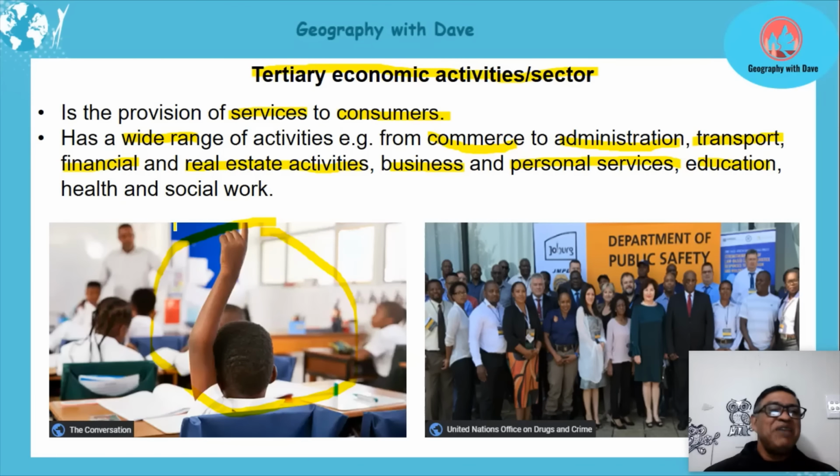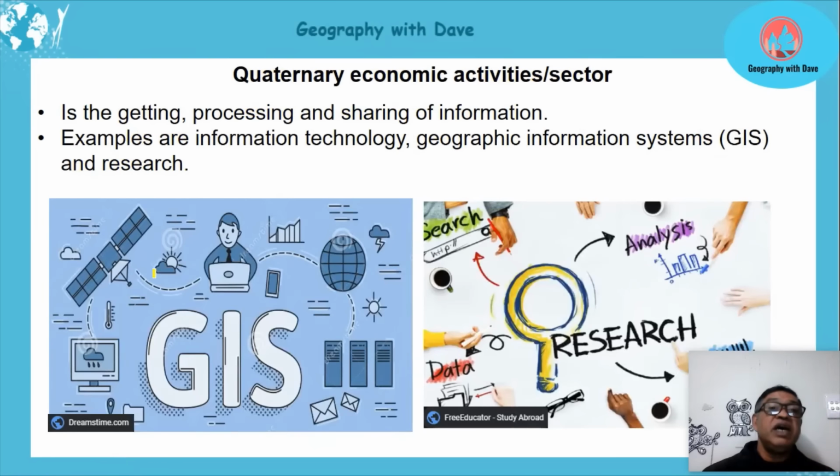So we have all that: health, social worker, all services, like this Department of Public Safety, which is a service being offered. Right. And let's get on and we look at quaternary economic activities or sectors.